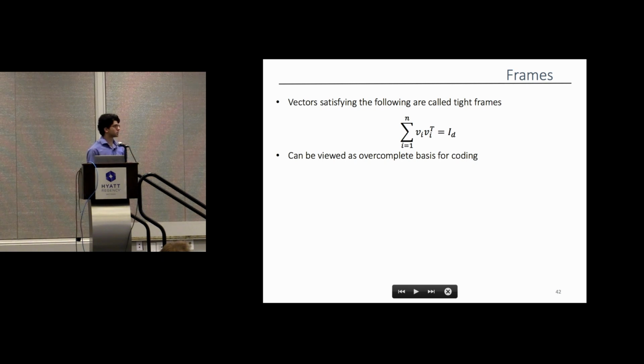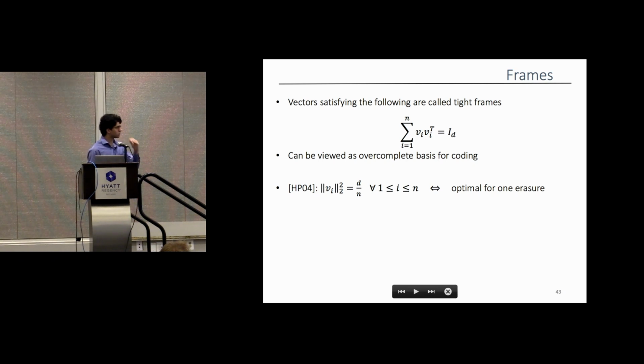You can think of this as a coding problem. So a basis gives you a way to code a vector in the vector space. So does this set of vectors. You could take the inner products and send the coefficients to someone else. That's your code. So Holmes and Paulsen in 2004 studied these kinds of frames that are robust to erasures.